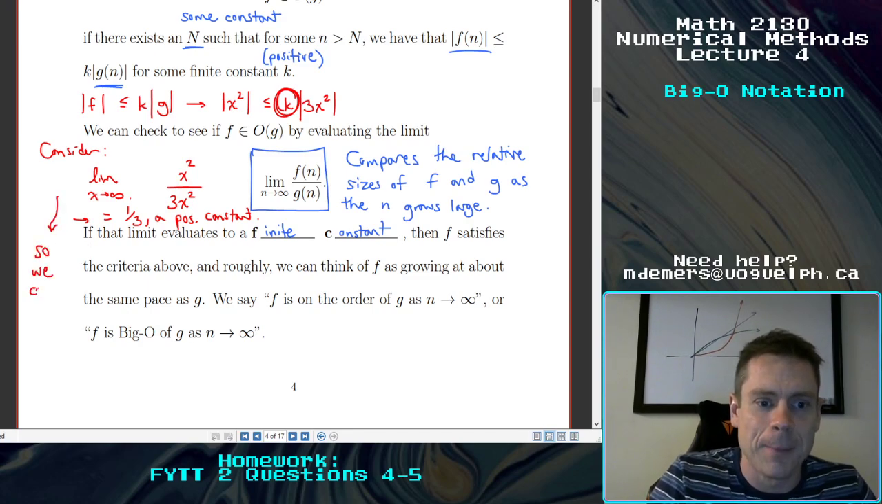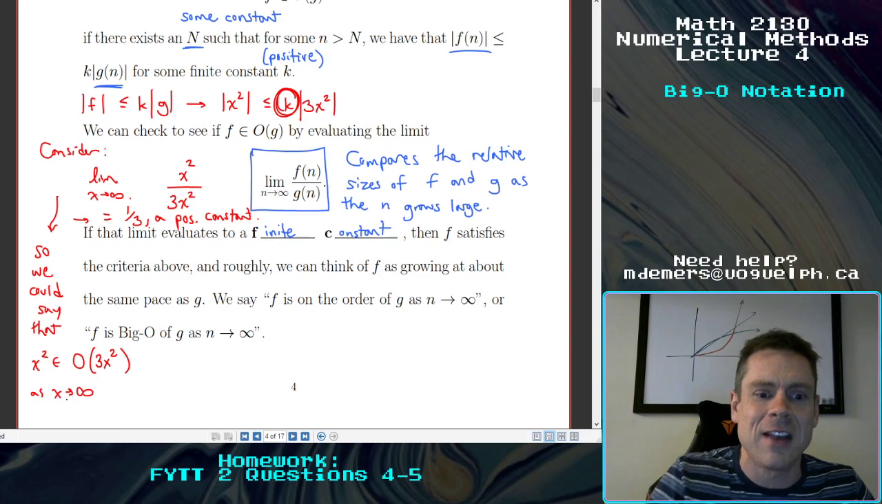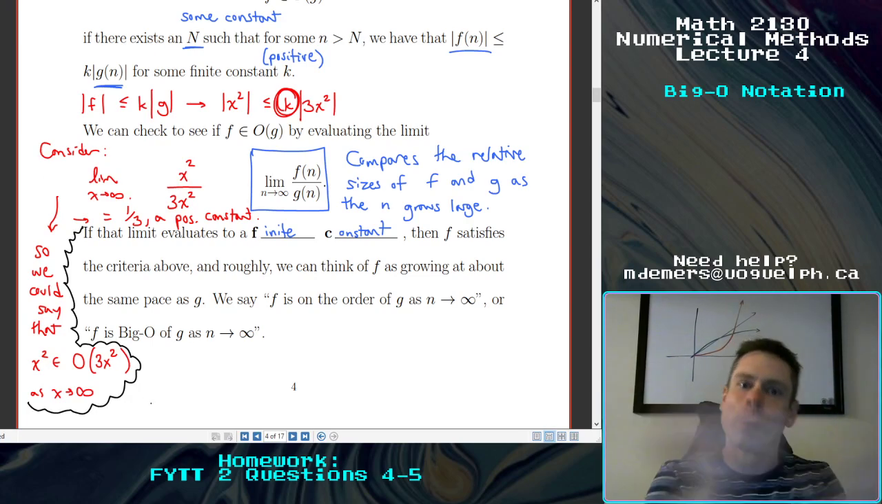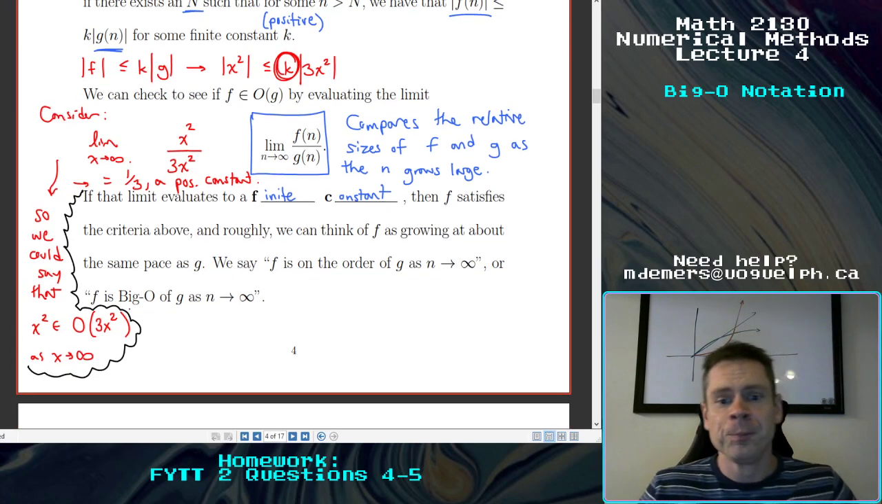So I crafted a random example here, but we could say that x squared is on the order of 3x squared as x goes to infinity. I'm just going to put that in a bit of a cloud. I think it's nice to have that bit of a demonstration here. We have a bunch more examples coming. I want you to think of it like comparing the growth of different kinds of functions as a parameter grows.